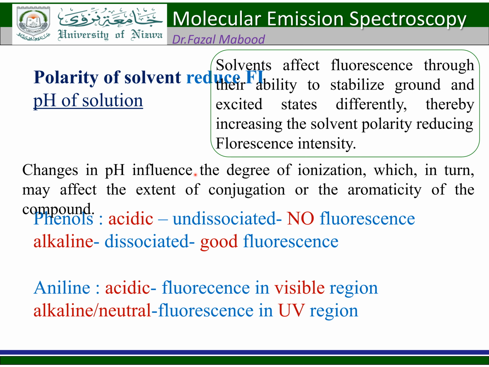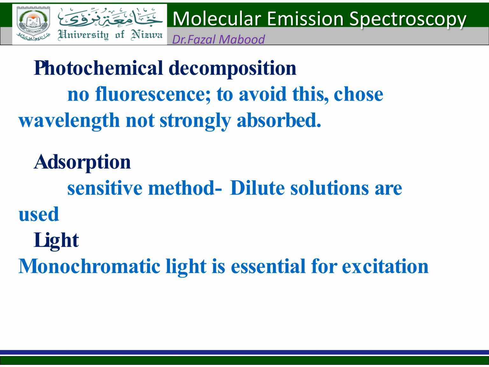Changes in pH influence the degree of ionization, which in turn may affect the extent of conjugation or the aromaticity of the compound. Phenols: acidic, undissociated, so no fluorescence. For alkaline, dissociated, good fluorescence. Aniline: acidic, fluorescence in visible region. Alkaline, neutral, fluorescence in UV region.